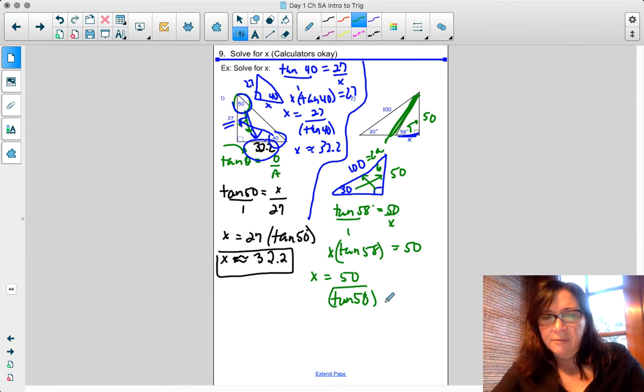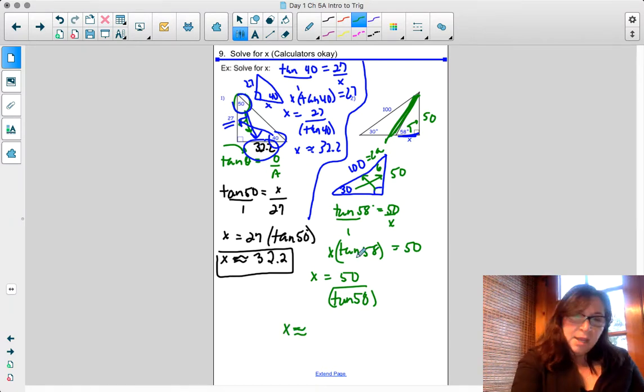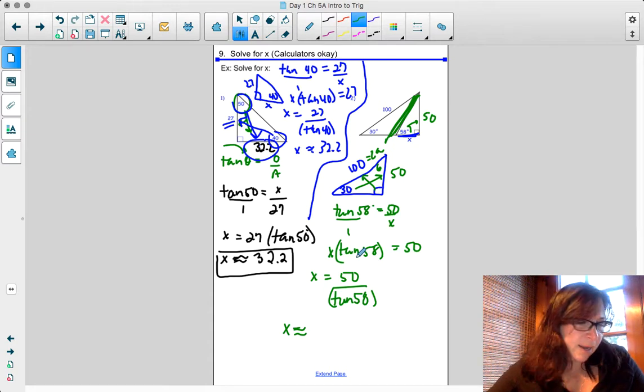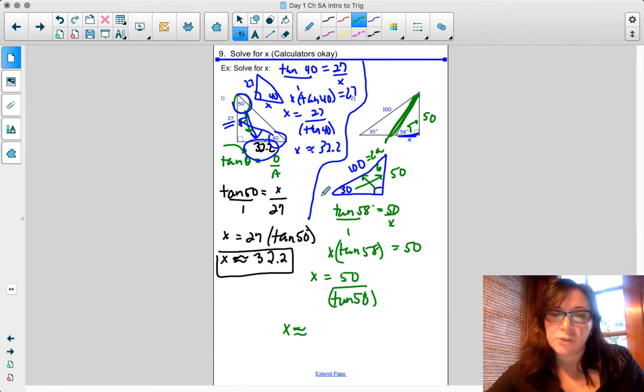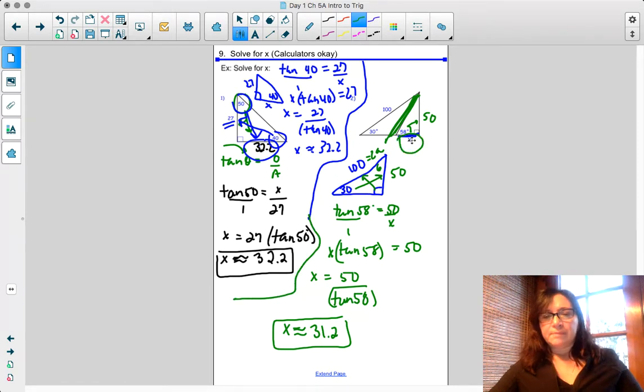So if I didn't have a calculator, this would actually be my answer. If I do have a calculator, then I'm going to work this out, and I'm going to say 50 divided by, parentheses, 58 tangent, close parenthesis, equals, it looks like x is 31.24, so it's about 31.2. And x for this problem is this value right here.